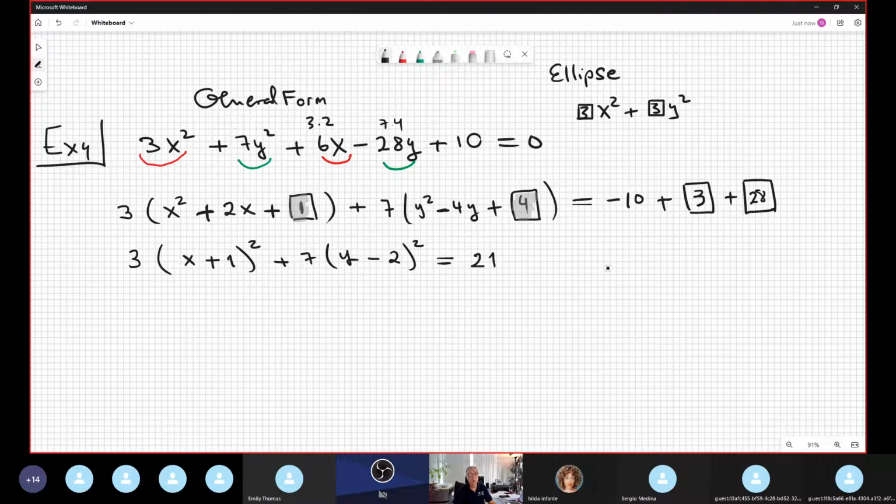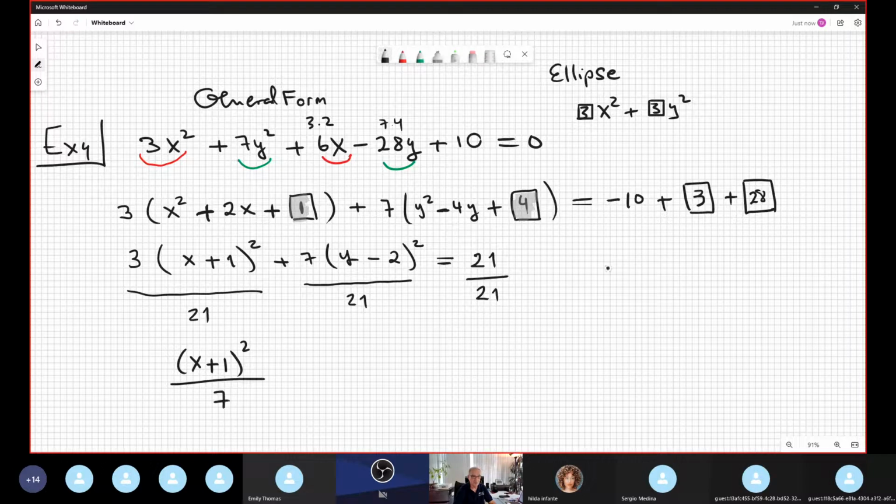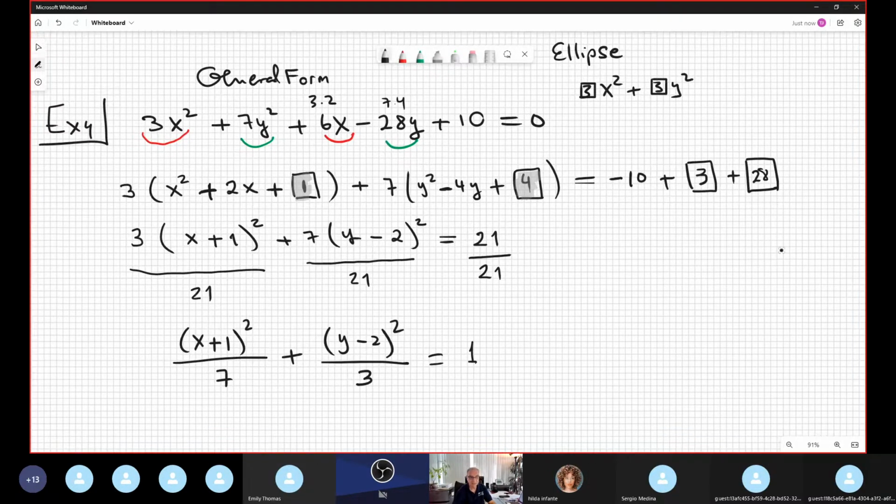Almost, we finish. Now I need the right-hand side to be 1. You divide everything by 21. Okay, and 21 divided by 3 is 7. So x plus 1 squared over 7 plus y minus 2 squared over 3. I go from this 3, 21 divided by 7, no? Equal in the bottom, of course, in the denominator. Cool. This is my equation expressed in standard form. Exactly what I was expecting.